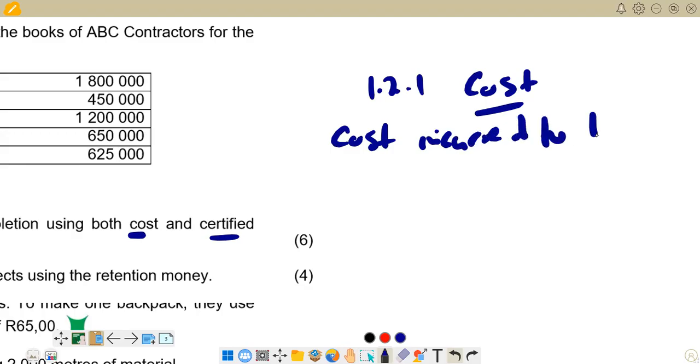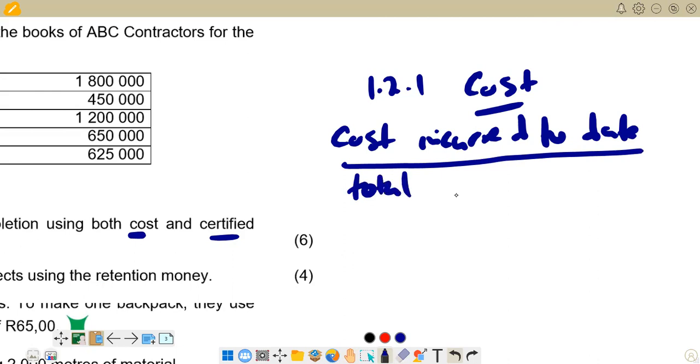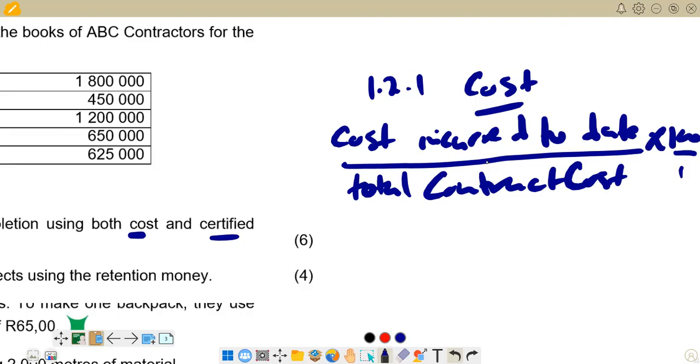Costs incurred to date over total contract cost. Then we multiply by 100 over 1.